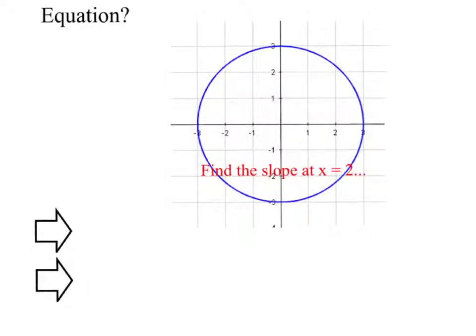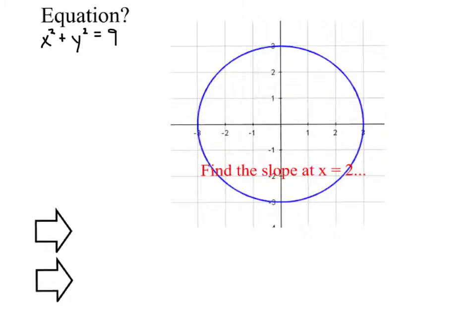Equation of a circle, if you remember, is x squared plus y squared equals r squared. So in our case, it's going to be x squared plus y squared equals 9, since our radius is 3. And I wanted to show how we could tackle finding this derivative.